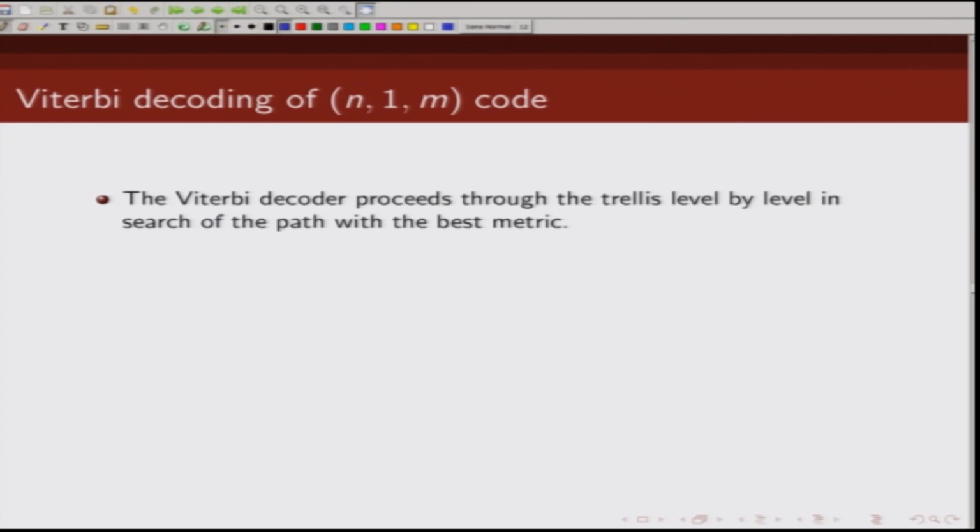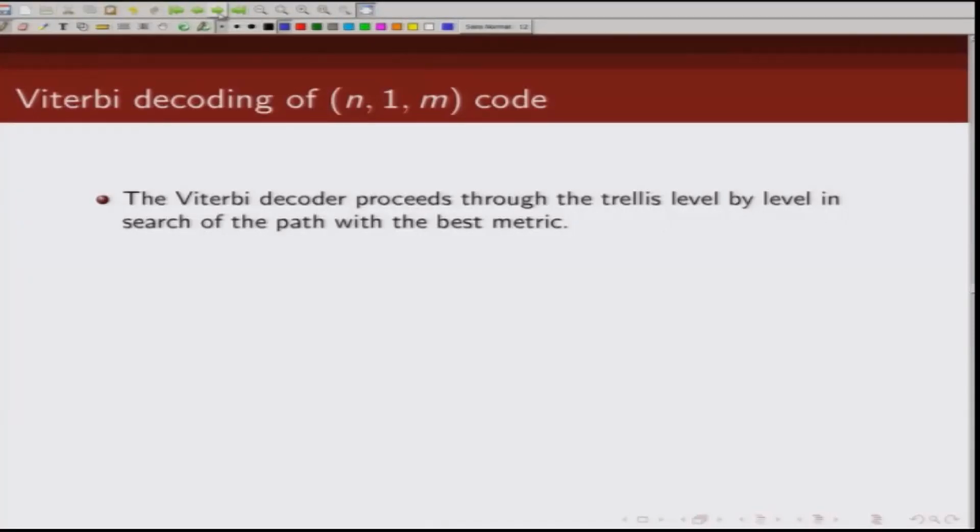So, how does the Viterbi decoder work? It proceeds through the trellis one time instance at a time in search of the best partial path metric up to that particular time instance. So, you start with time t equal to 1, at that time instance you try to compute the best path metric at each of the nodes, at each of these states, and this you repeat for the next time instance. You do the same thing, you try to find out what is the best path metric for that particular time at that particular state.